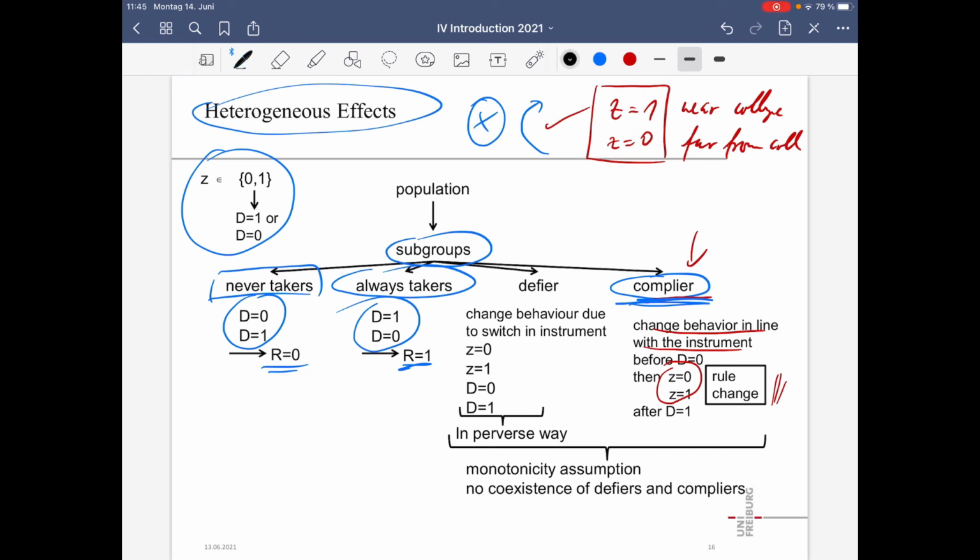The defier, on the other hand, is then somebody who reacts in a perverse way, just doing the opposite of the complier.